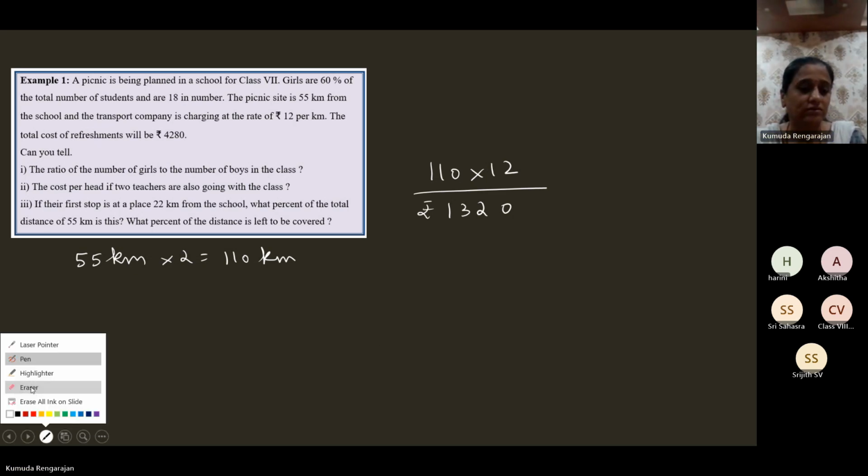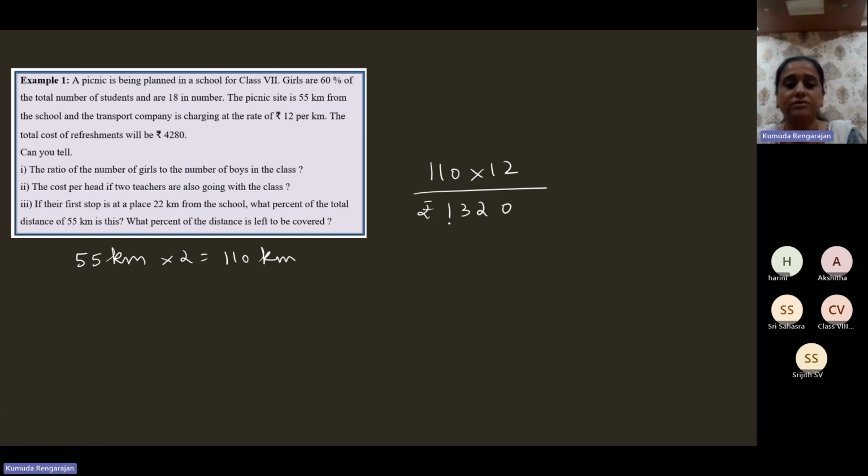And per kilometer it is 12 rupees. So 110 into 12. Okay, so 120, 132, 0. All right. What is 110? The total distance. And what is 12? 1 kilometer, 12 rupees. So for 110 kilometers, 110 into 12, 1320 rupees. Now this is the total cost of transportation, and the total cost of refreshments 4280.